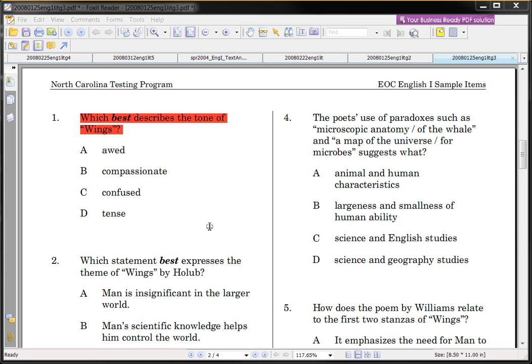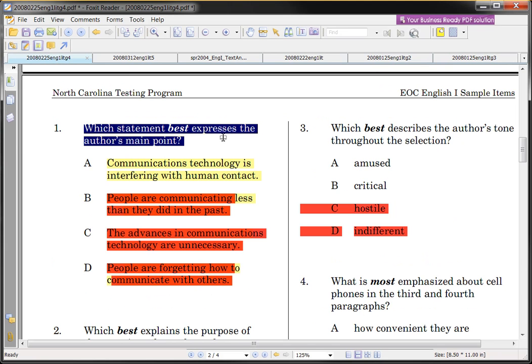Again, it's very important that you understand that the people writing these tests are trained professionals. They've been trained to write the questions in a certain way, and we've got to use that against them and to your advantage. That means you've got to be prepared for these types of questions. So, where is the main point usually? That's right. It's usually in the first paragraph.